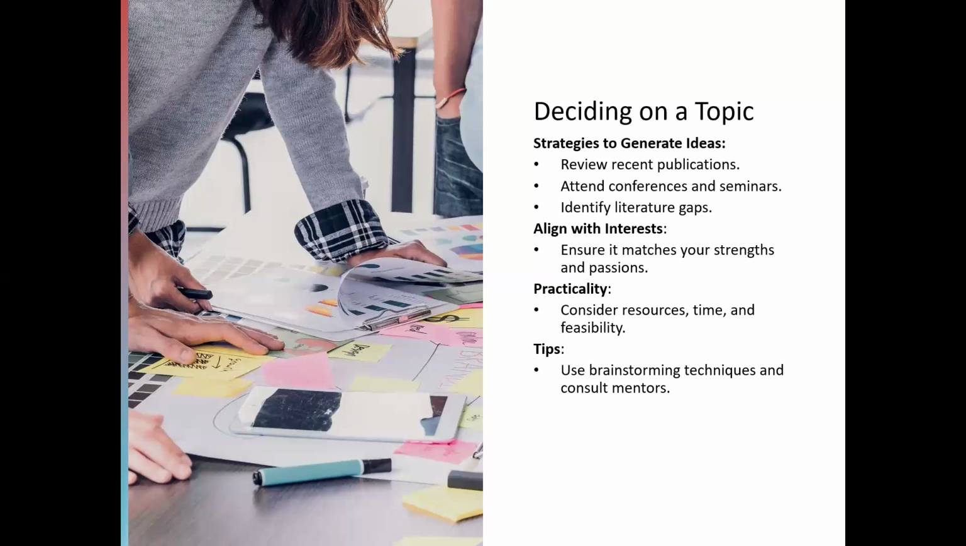And the tip is to use brainstorming techniques and consult mentors about deciding on a topic. If you want to decide a topic, you can consult your mentors, your research seniors, and you can also use brainstorming techniques along with other techniques like reviewing recent publications, conference seminars, and literature gaps. So you can also use these things.